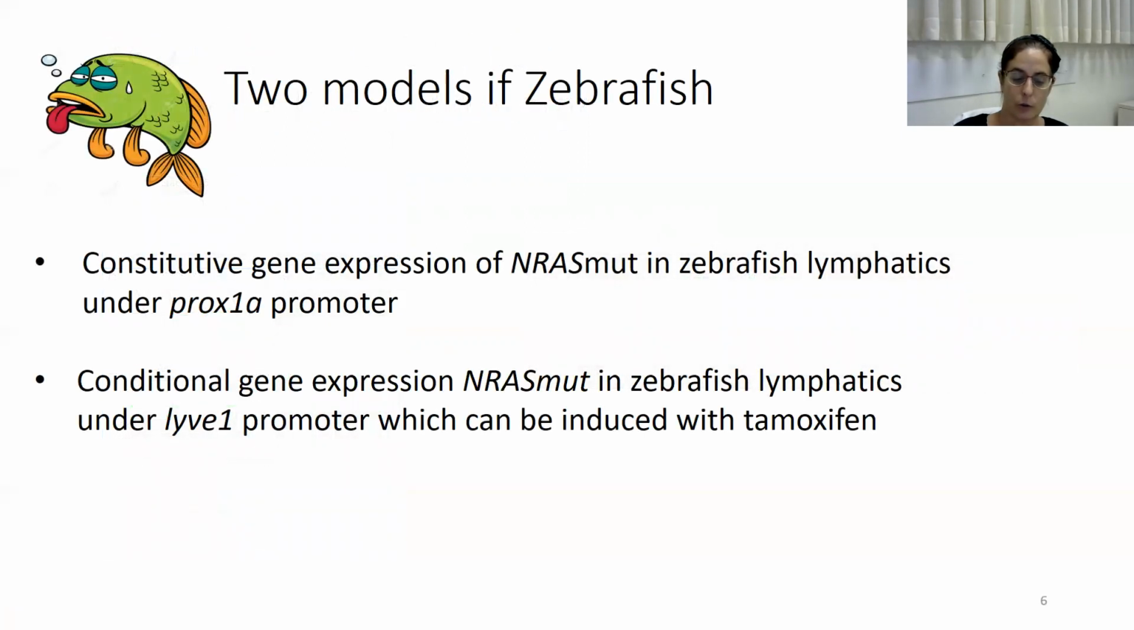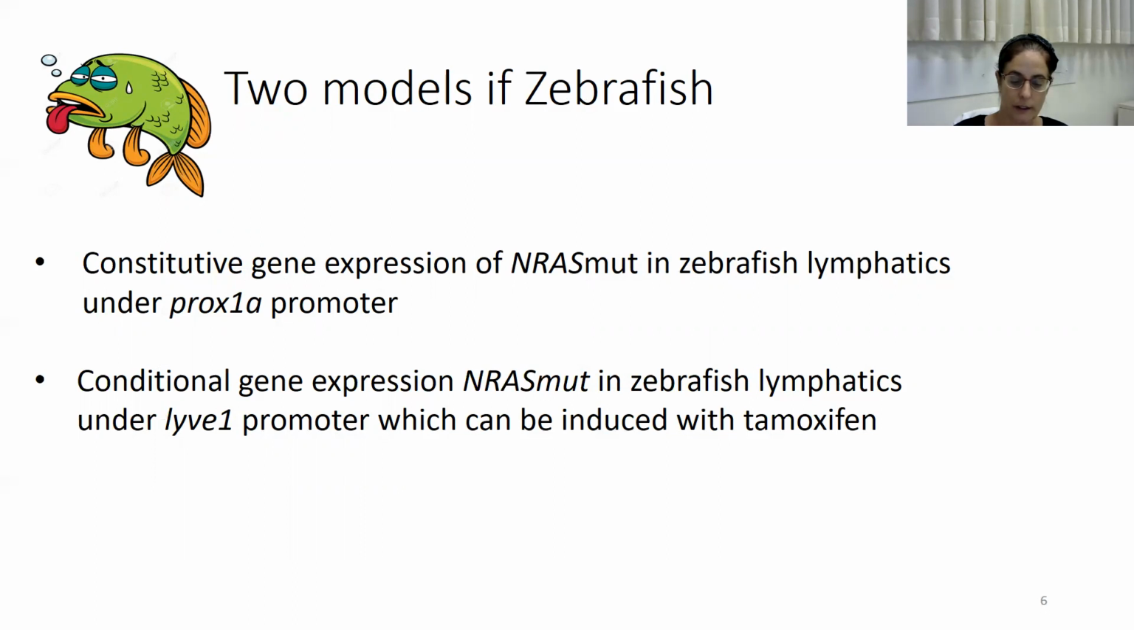Therefore, we created two different models of zebrafish to study KLA. The first one has constitutive gene expression of NRAS mutant or wild type in zebrafish lymphatics under the PROX1 promoter. The second one has conditional gene expression of mutant or wild type NRAS in zebrafish lymphatics under the LYVE1 promoter. This model can be induced with tamoxifen.